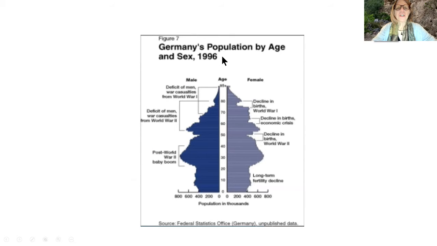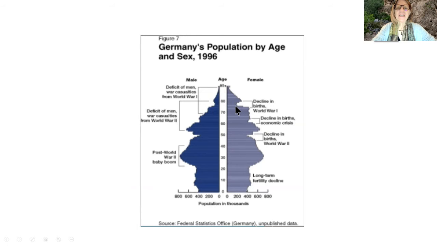Just kind of worth mentioning, you can see quite a bit of a country's history by looking at their population pyramid. Here, this is Germany now, and they've got 95 as their oldest. But you can see there is a real difference between men and women. This was a deficit because of casualties in World War I.